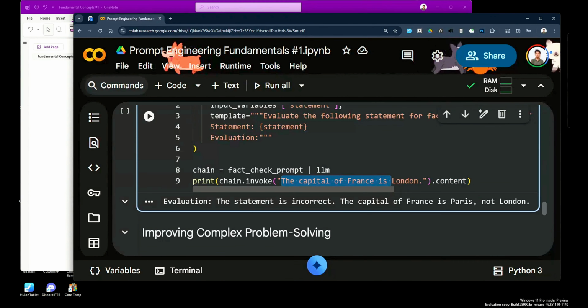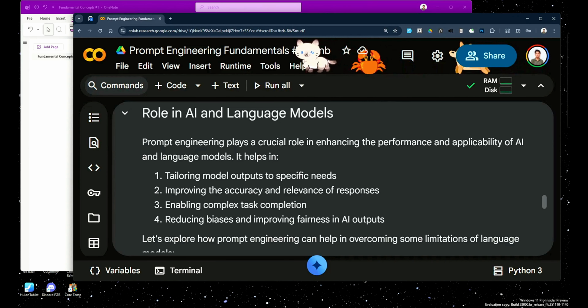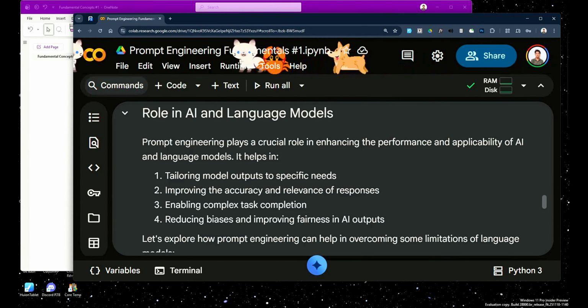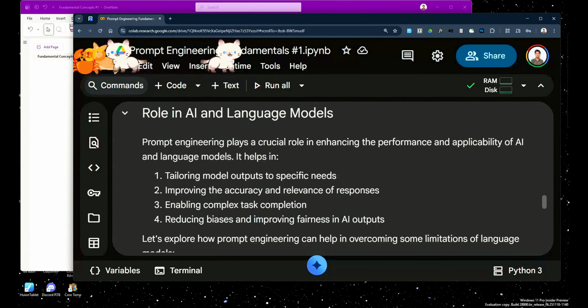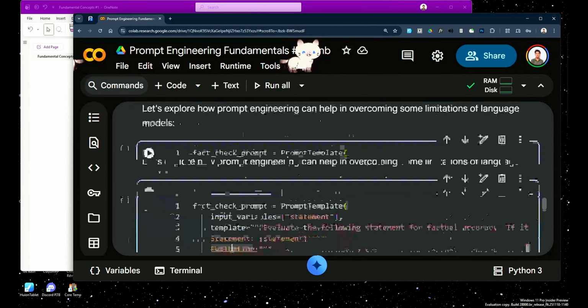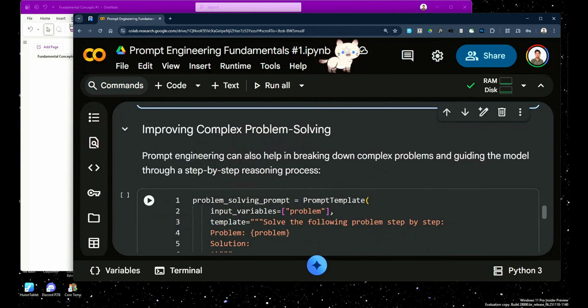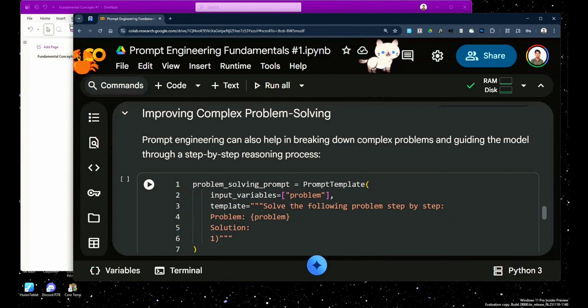because the role of AI in the language model and prompt engineering helps to play a crucial role by tailoring the model outputs to specific needs, improving the accuracy of the responses, getting complex tasks completed, and reducing the bias and improving the fairness in the AI outputs. Now, the next thing we have is how prompt engineering is improving complex problem solving skills.